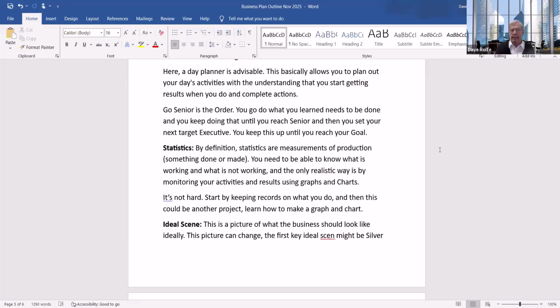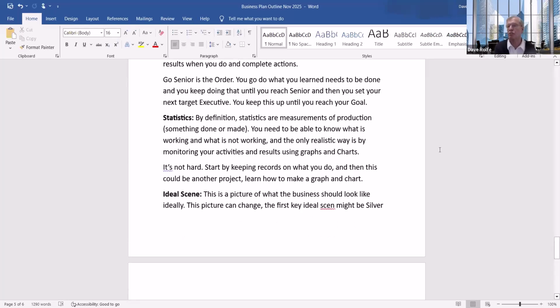And then again, here's another project that you'll set up. You'll learn how to create a graph and a chart. And then you look at those graphs and charts. Sometimes they're going to go up like this, and sometimes they're going to go down. So if something went down, then guess what you do as the manager and CEO of your business? Ooh, that went down.